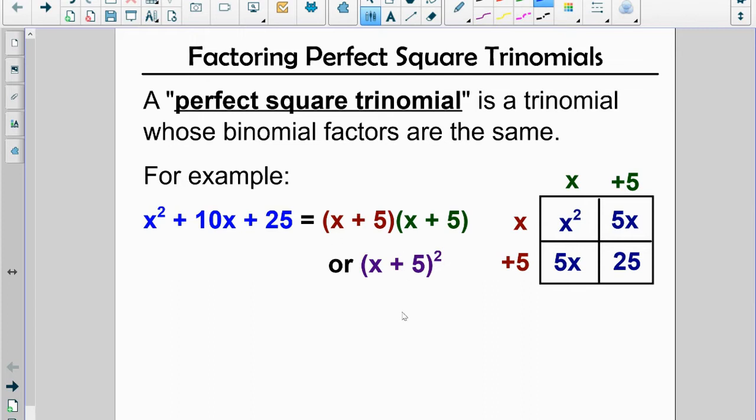Okay, so that's what I mean by a perfect square trinomial. It's just a pattern where the length and the width are the same. So really, this area model becomes a square because the sides are the same.